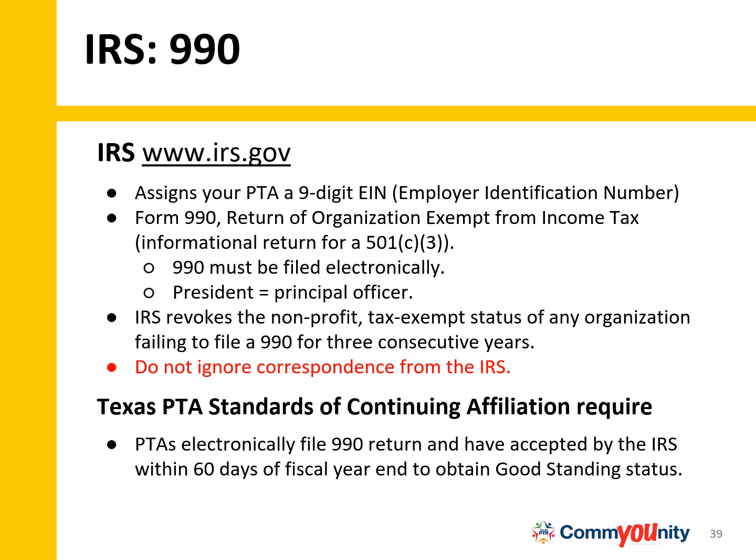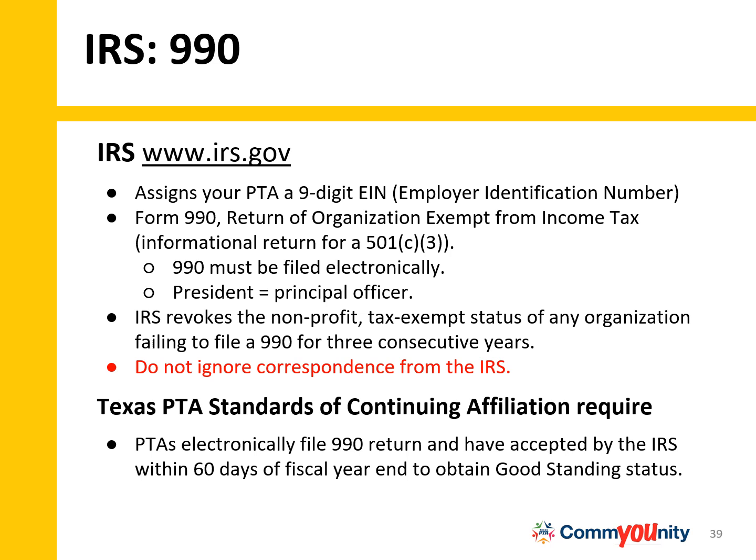In order to maintain 501c3 status, a PTA must file a Form 990 annually. This is an informational return for a 501c3 organization. PTAs must file the Form 990 electronically. The president should be listed as the principal officer on the return. The IRS revokes the nonprofit tax-exempt status of any organization failing to file a 990 for 3 consecutive years.